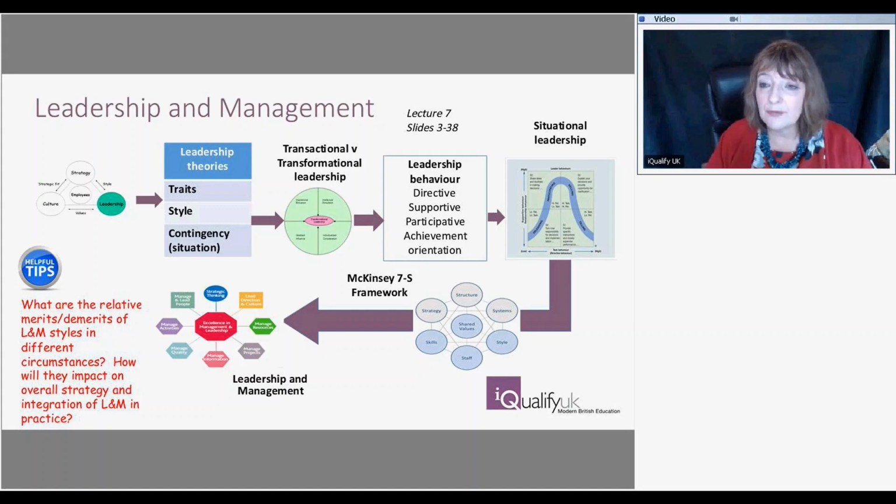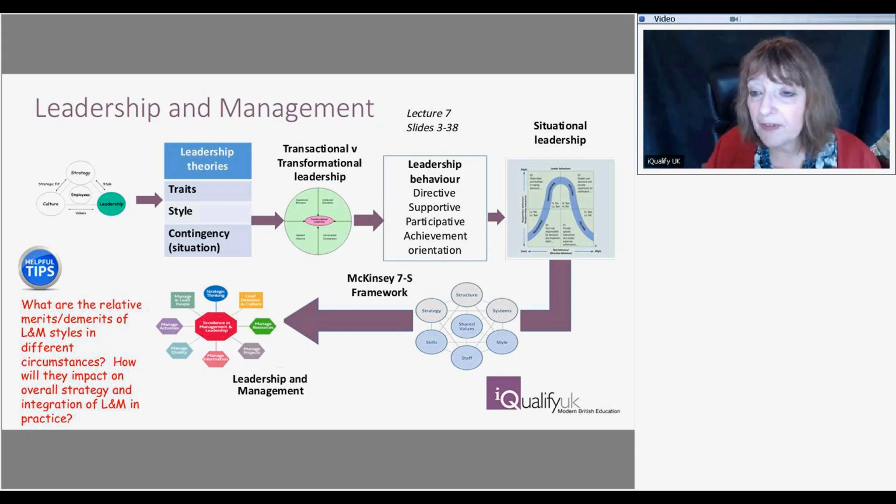So our task for this particular part is, what are the relative merits and demerits of leadership and management styles in different circumstances? How will they impact on overall strategy and the integration of leadership and management in practice? That's leadership and management not being 2 separate functions, but actually being one function.